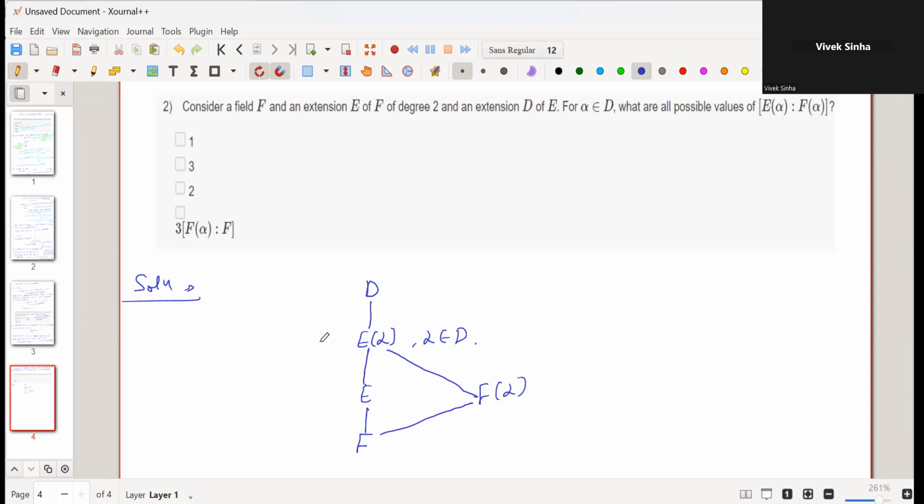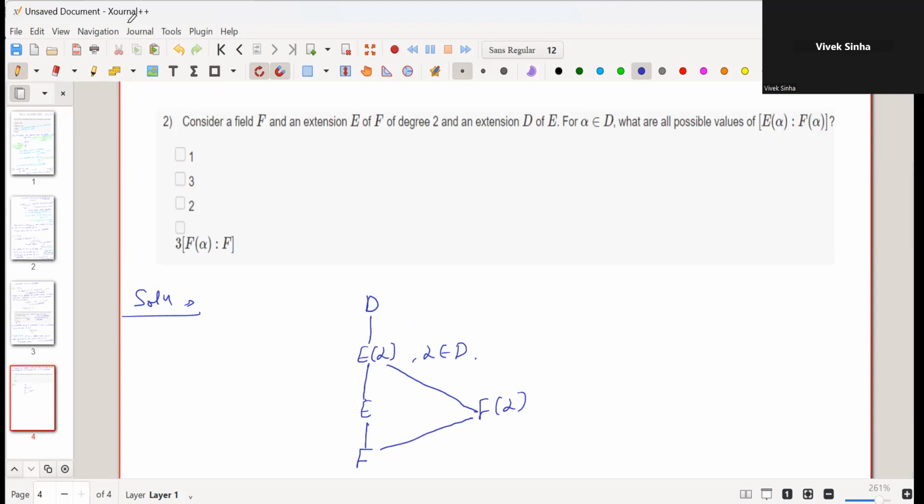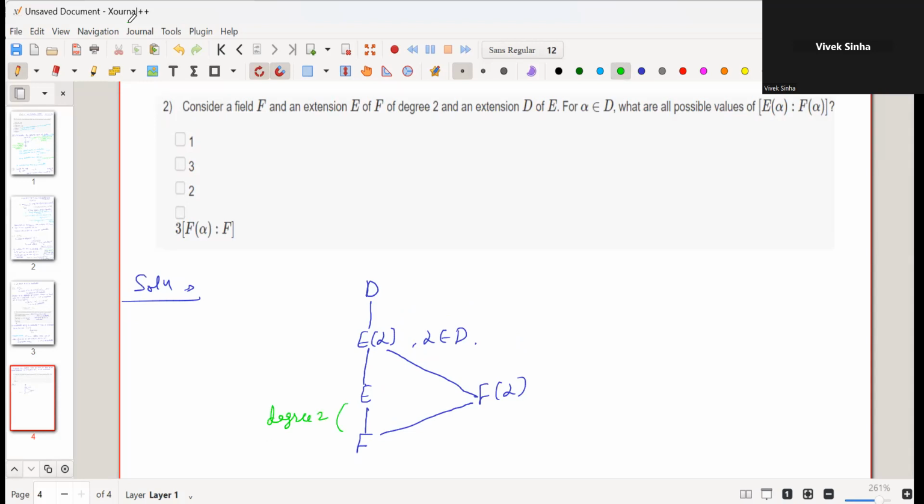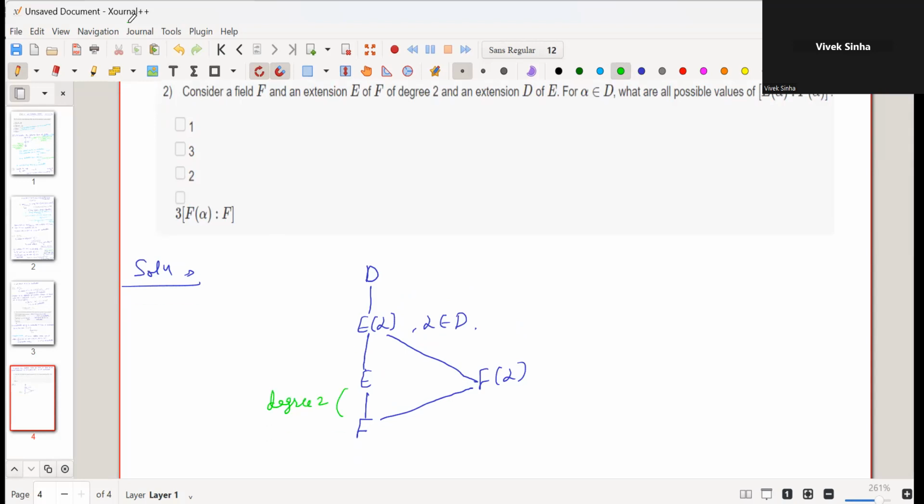Now just try to use this much information to conclude whatever we want to conclude. So how can we use this? It says that E has degree 2 over F. So this has degree 2, right? So this thing we have to use.